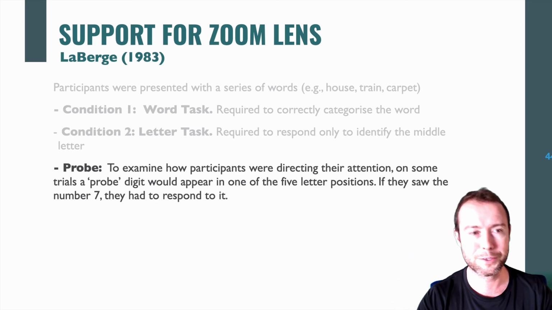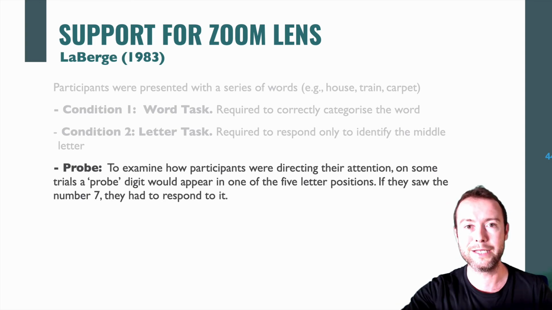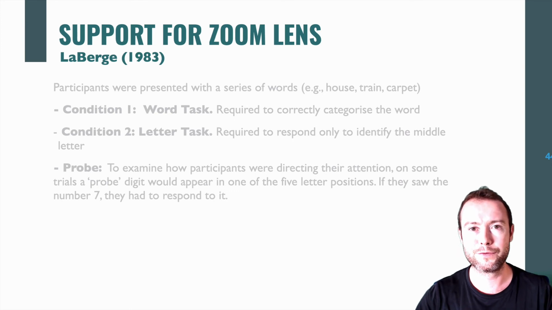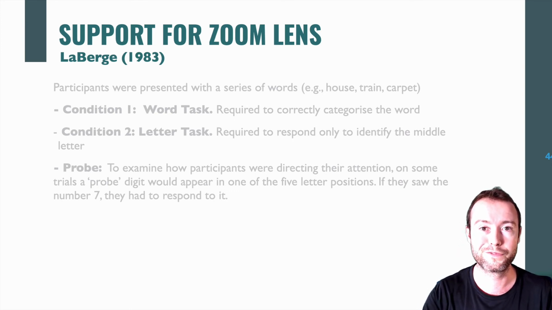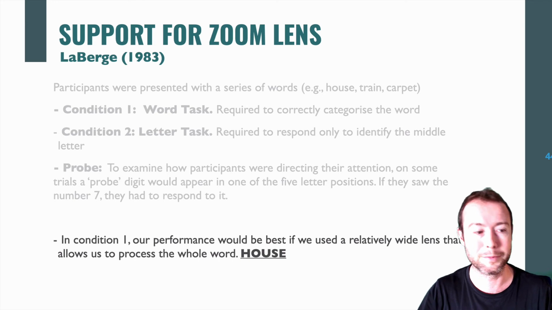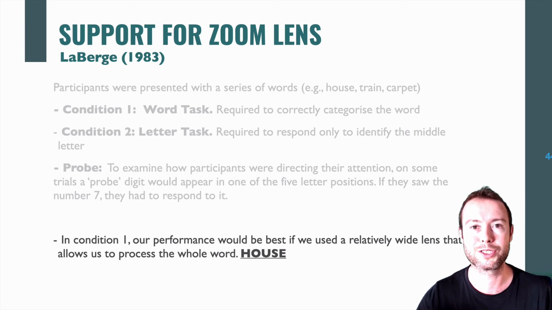So for example, if they saw the number 7, they would have to respond to it. And that number 7 could appear anywhere within this letter. And you think in these two different conditions, we have different ways that you might want to flexibly direct your attentional resources. So in condition 1, our performance is probably going to be best if we use a relatively wide lens that allows us to process the whole word.